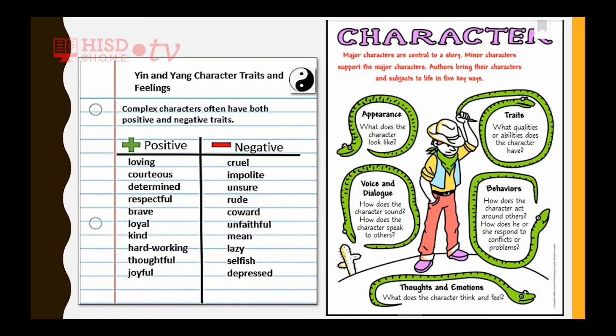When we're looking at the relationship between major and minor characters, we can think about them having positive and negative relationships with each other. Do they have a positive relationship with each other, or do they have a negative relationship with each other?